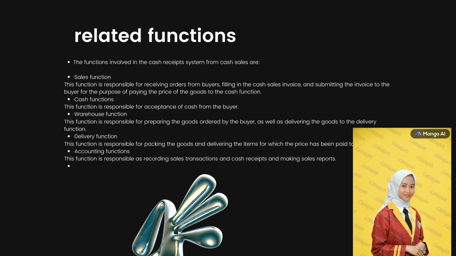The cash function is responsible for acceptance of cash from the buyer. The warehouse function is responsible for preparing the goods ordered by the buyer, as well as delivering the goods to the delivery function. The delivery function is responsible for packing the goods and delivering the items for which the price has been paid to the buyer. The accounting function is responsible for recording sales transactions and cash receipts and making sales reports.